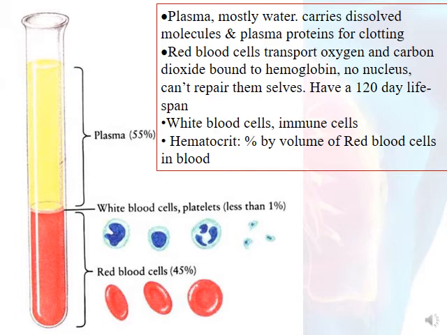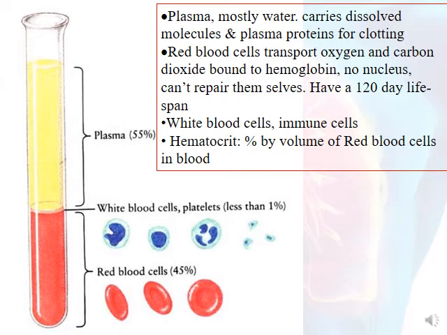White blood cells, as you got in grade 8, are called the immune cells. They have a role in immunity. Hematocrit represents the percentage by volume of the red blood cells in the blood. So let's repeat. We have plasma protein for clotting. It's important. It's called platelets.